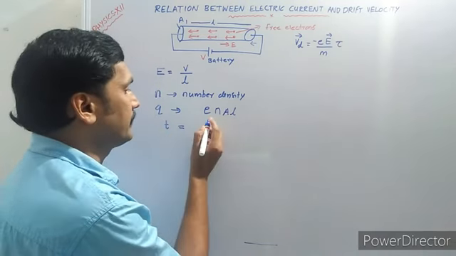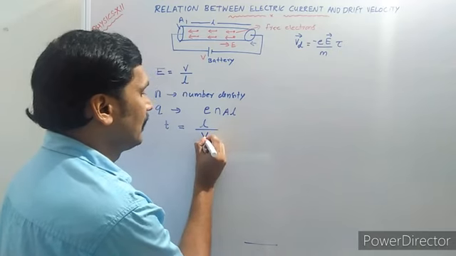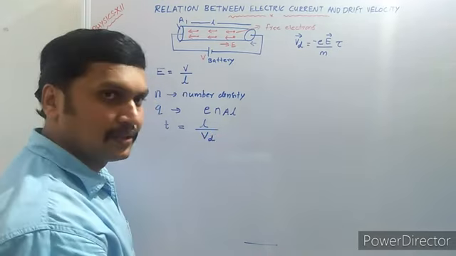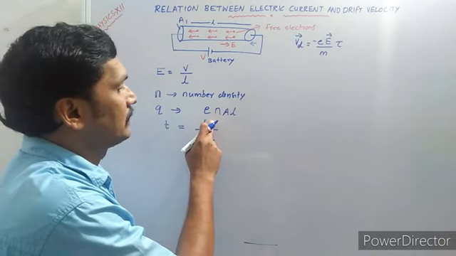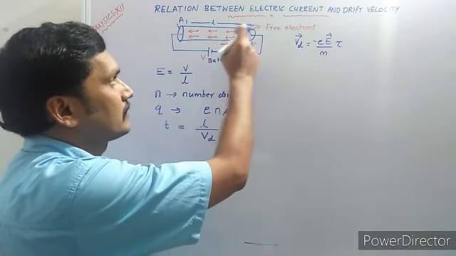How can you write the time? Time is equal to distance traveled by the electron divided by velocity of the electron. Actually, this is the distance traveled by the electron while moving through this conductor, because L is the length of the conductor.